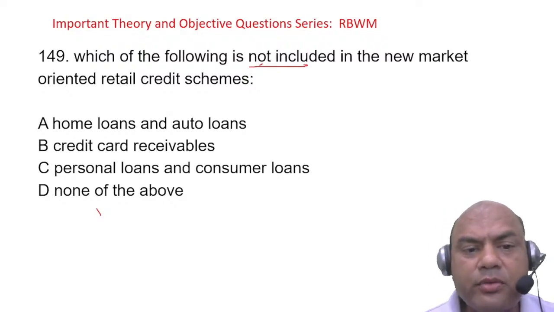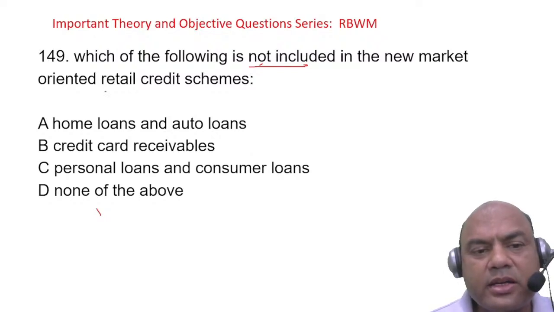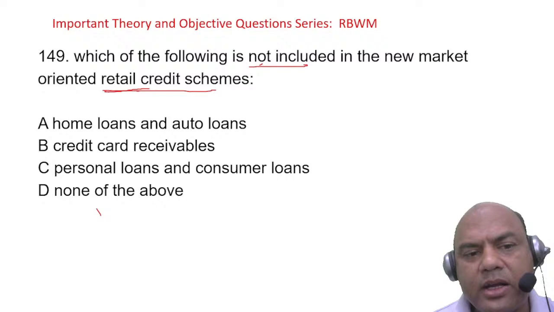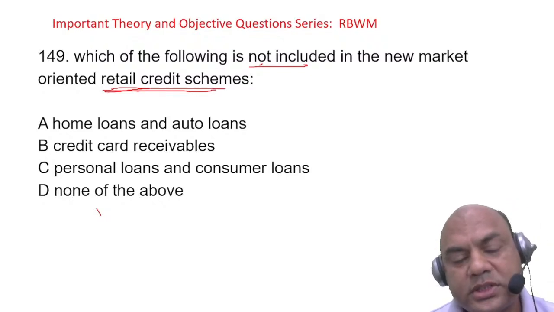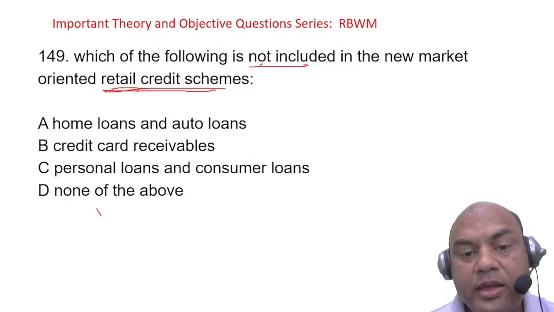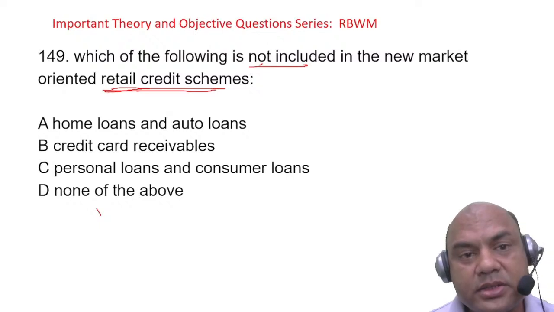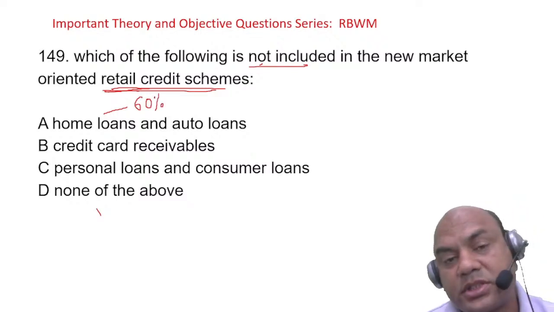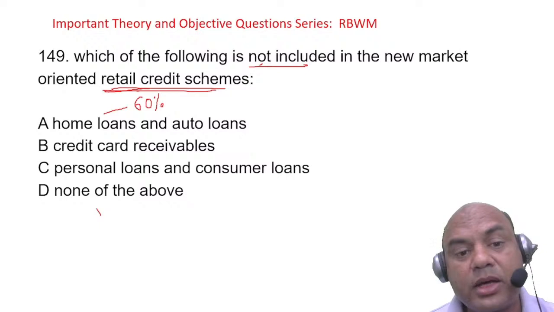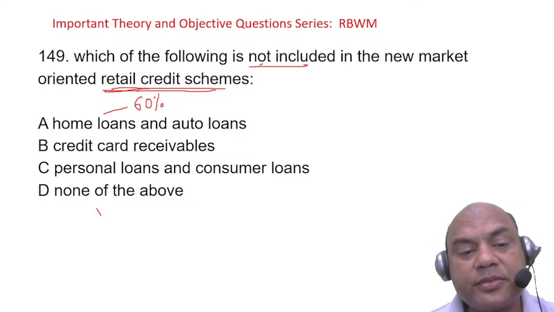Is home loan the part of new retail schemes nowadays? New retail credit schemes means all loans, basically retail loans. Is auto loans a part of that? Yes, it is. Because I'll give you one simple survey. 60% of the bank's income nowadays comes from home loans. Such a huge market this is. Auto loans is also a part of new credit schemes.